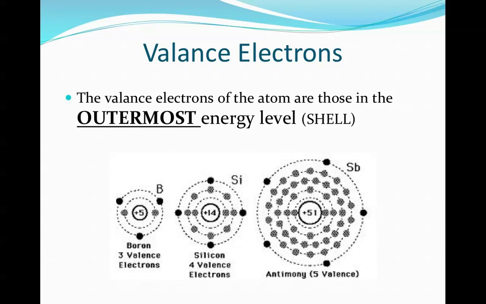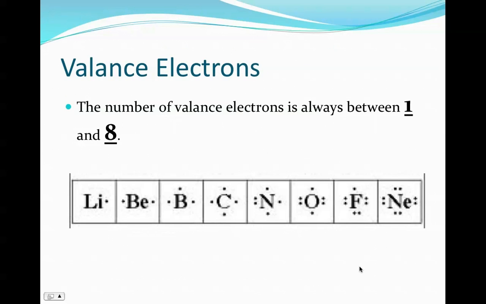Now, when we get later in the year to bonding and some other topics, we're going to be focusing on just what's called the valence electrons. These are the electrons in the outermost energy level, or outermost shell. So you can see with boron, which has a configuration of 2,3, the 3 that are on the outside are called the valence electrons. Silicon has 4, and antimony has 5. The valence electrons you're going to see are always going to be between 1 and 8. So going across the periodic table from lithium to neon, you can see an increasing number of valence electrons.